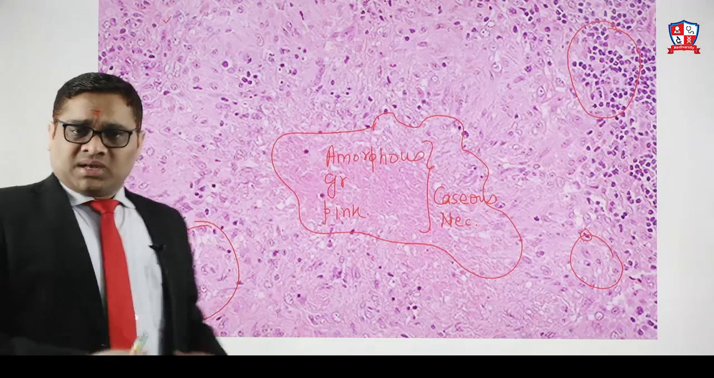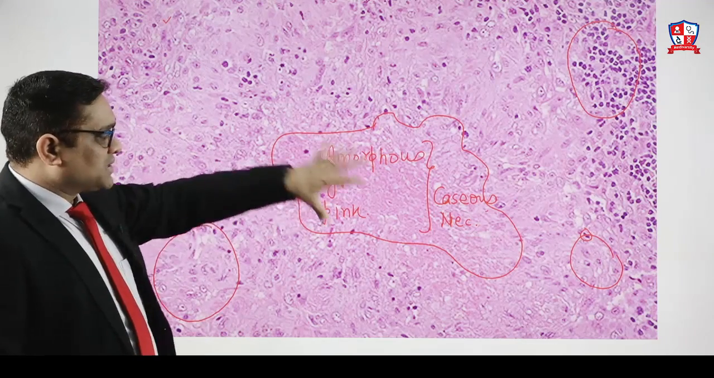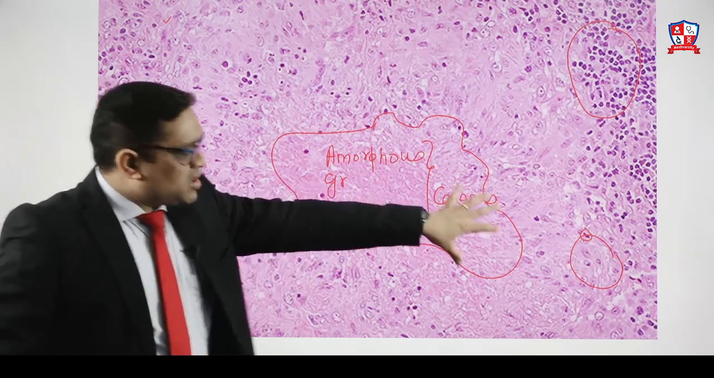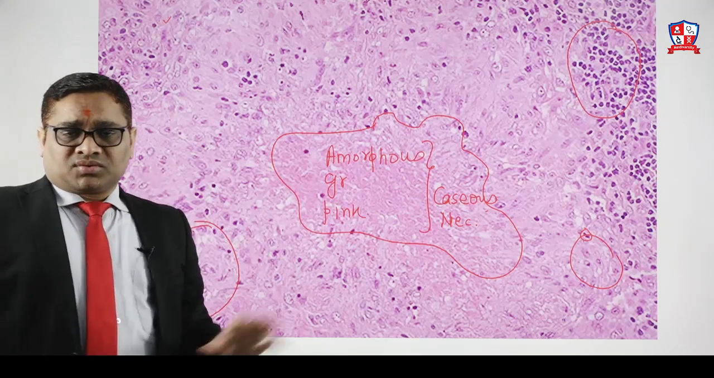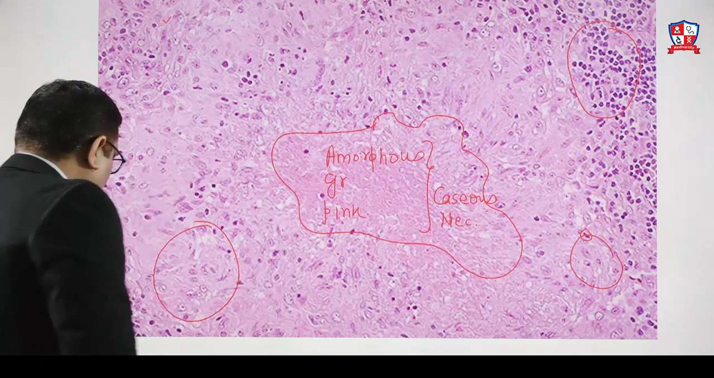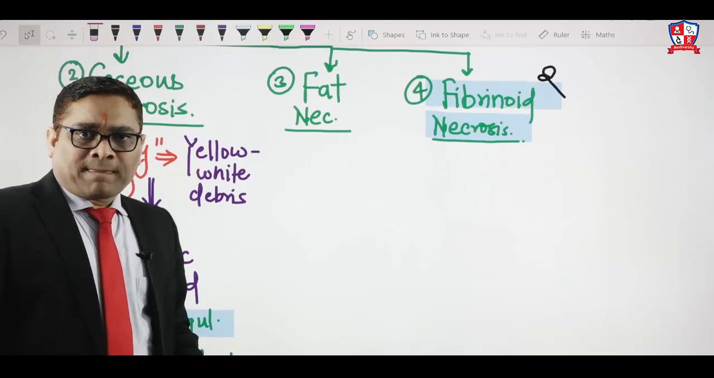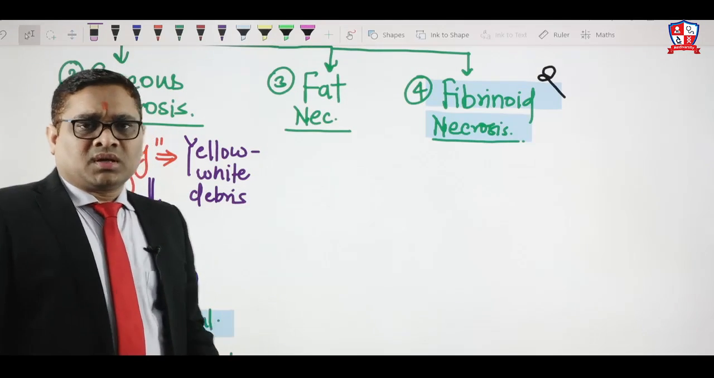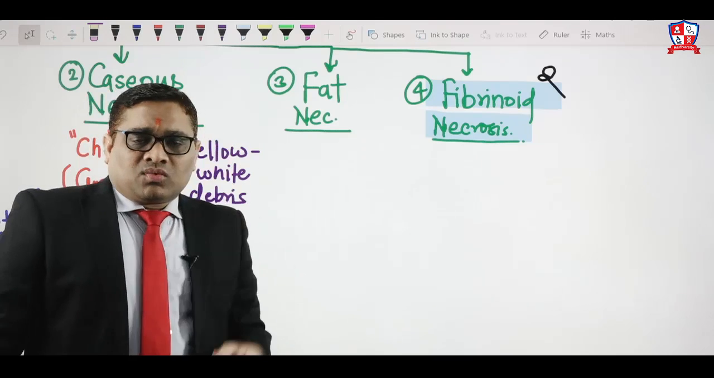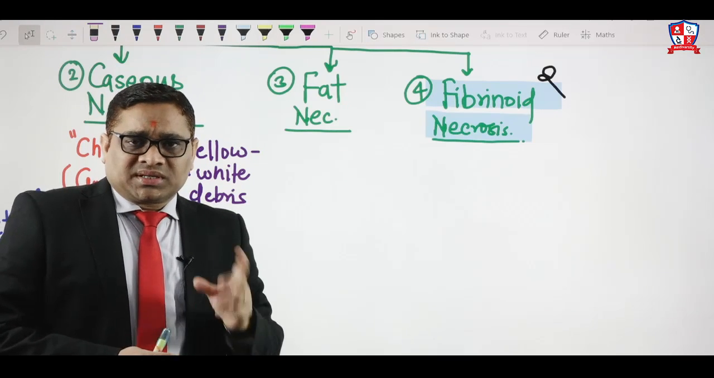So that is how we describe caseous necrosis. Amorphous, granular, pink area is the area of caseous necrosis, right? So this is the caseous necrosis diagram. The next pattern of necrosis is fat necrosis. Another important and commonly asked question, and the fat necrosis diagram was asked in the All India exam 2016, right?